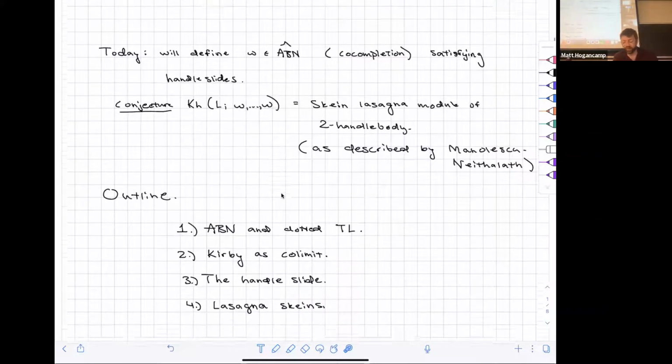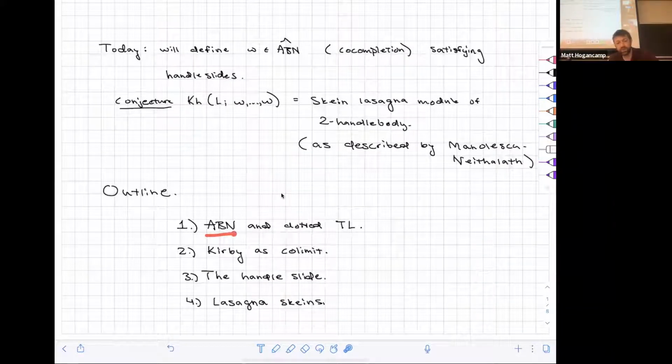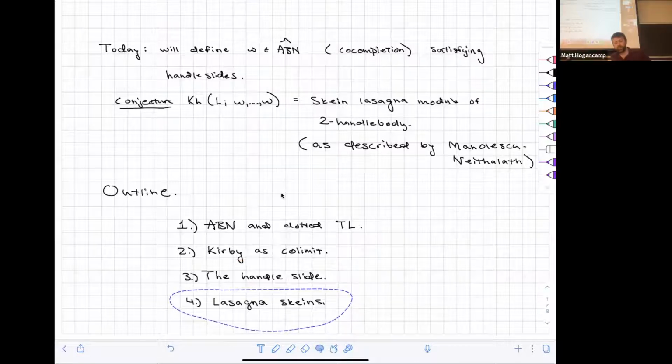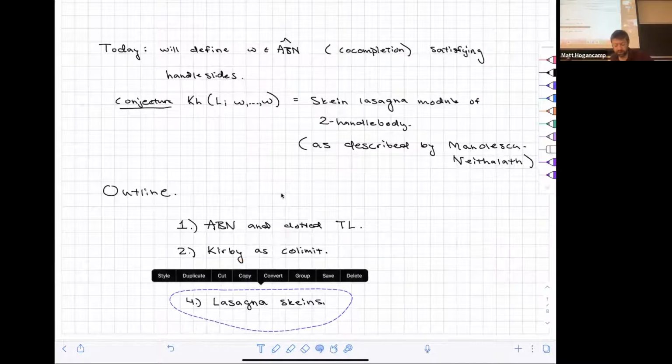All right, and the outline for the rest of the talk. As promised, I'll tell you about the annular Bar-Natan category. There's a description of the annular Bar-Natan category, which is extremely convenient, called the dotted Temperley-Lieb category. This will enable us to draw simple pictures to represent complicated cobordisms. And in that category, I'll define the Kirby color. I'll describe the handle slide move. And then I had originally planned on talking more about the lasagna skein module, but I suspect we won't actually get there.